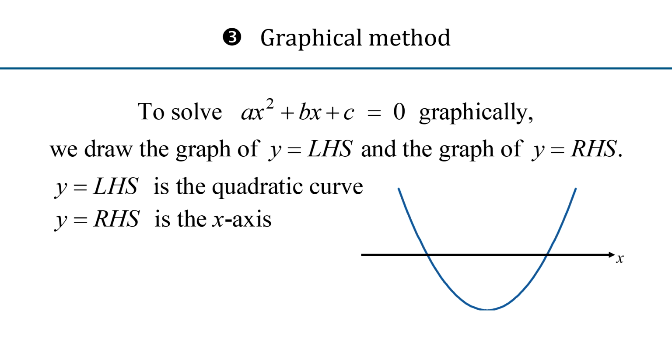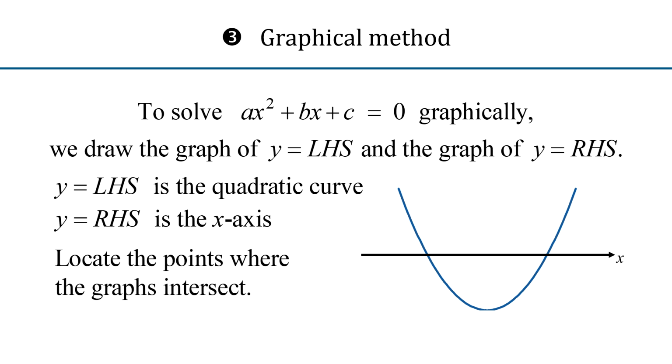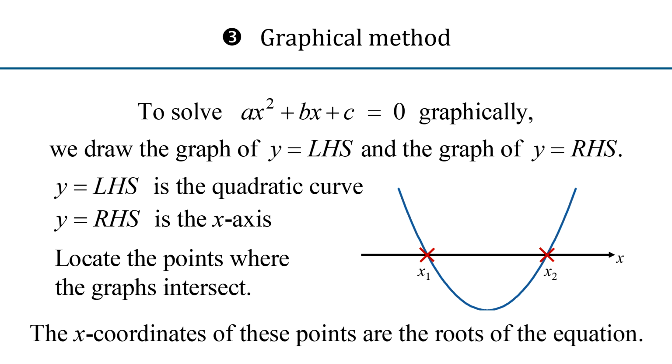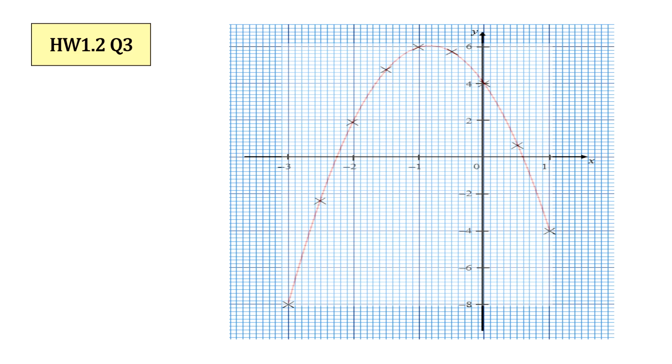So in order to solve left-hand side equals right-hand side, we locate the points where the quadratic curve and the x-axis intersect. So on our diagram, the 2 points are located and shown, and the x-coordinates of these points are the solutions or roots of the original equation. So this is how we solve a quadratic equation using graphs. Let's see how this works with question 3 from homework.